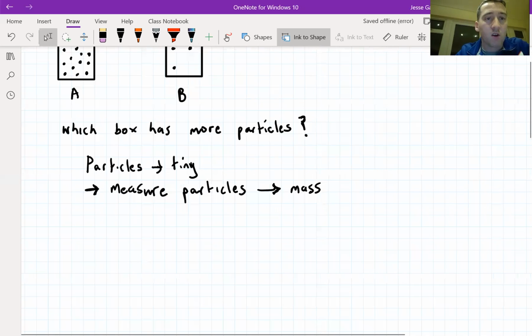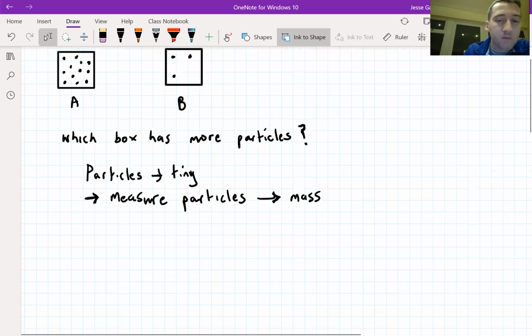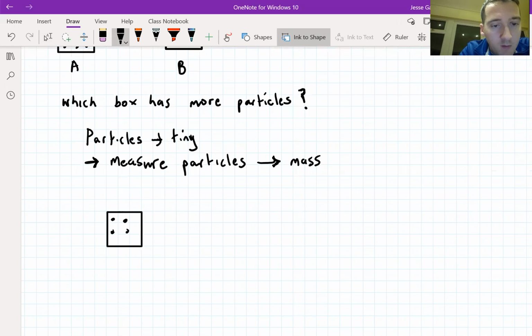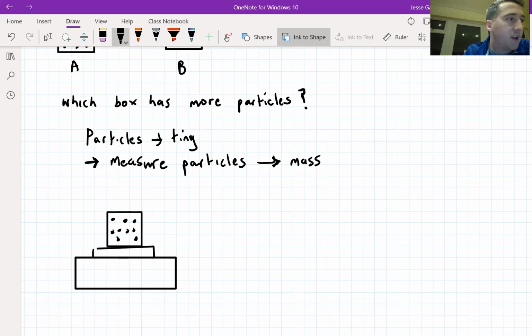Now, say we took an object like box A here, drawn with some particles in it. And we wanted to find out how many particles are in here. A way we could do that is we could measure the mass of box A. We could put it onto a piece of equipment we call a mass balance. So this equipment to find mass is called a mass balance.